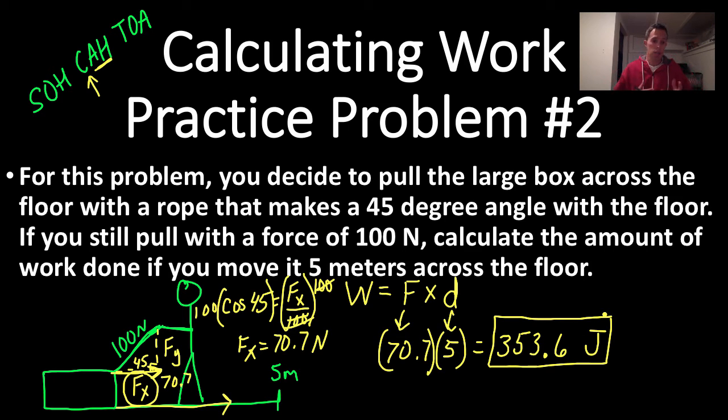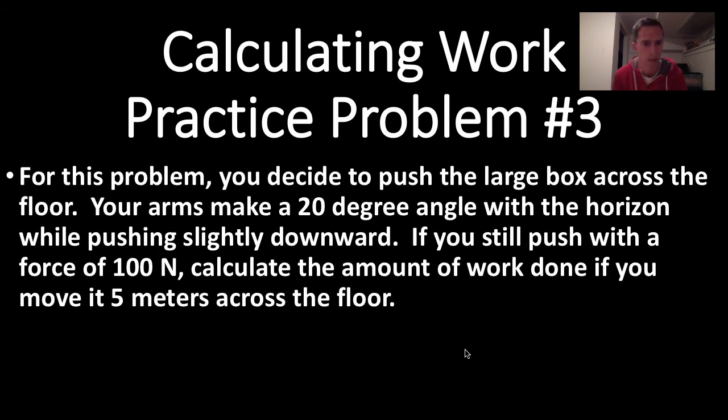All right, so hopefully that helps you see how, if the force is not already parallel to the direction of its motion, to find it using trig and plug that into our work formula to calculate the work done by moving it. I've got one more problem here, and so let's take some time and solve this one. It says, for this problem, you decide to push the large box across the floor. Your arms make a 20-degree angle with the horizon while pushing slightly downward. If you still push with a force of 100 newtons, calculate the amount of work done if you move it 5 meters across the floor.